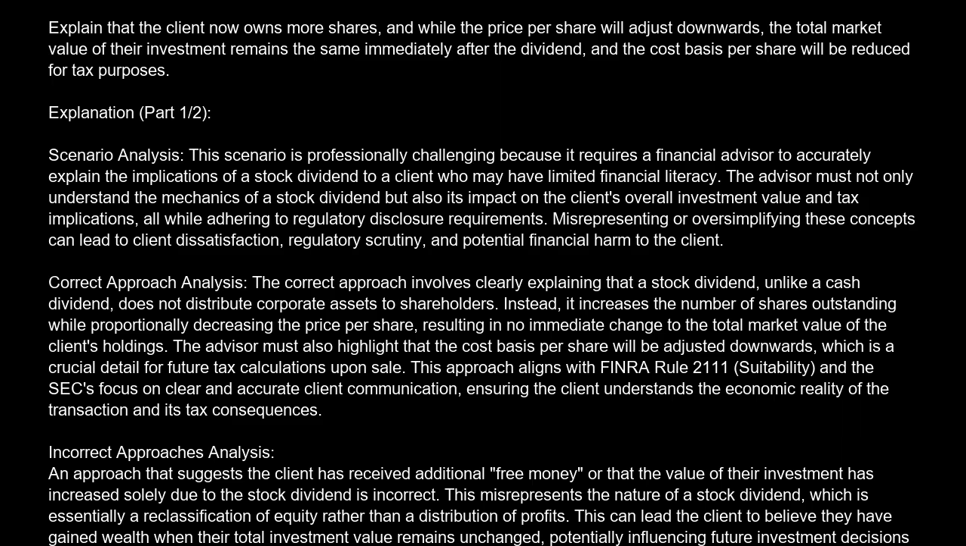Correct approach analysis. The correct approach involves clearly explaining that a stock dividend, unlike a cash dividend, does not distribute corporate assets to shareholders. Instead, it increases the number of shares outstanding while proportionally decreasing the price per share, resulting in no immediate change to the total market value of the client's holdings. The advisor must also highlight that the cost basis per share will be adjusted downwards, which is a crucial detail for future tax calculations upon sale.